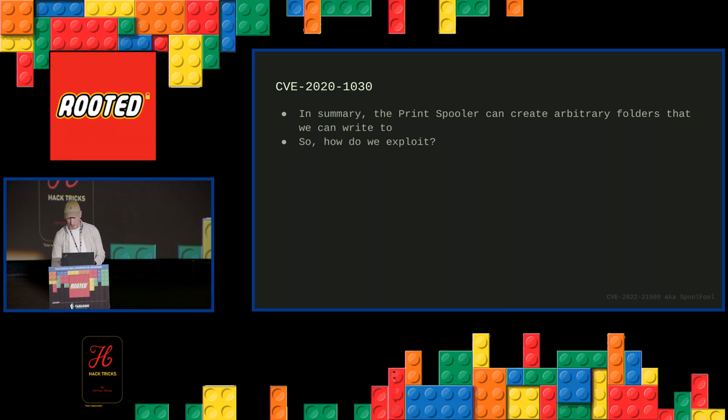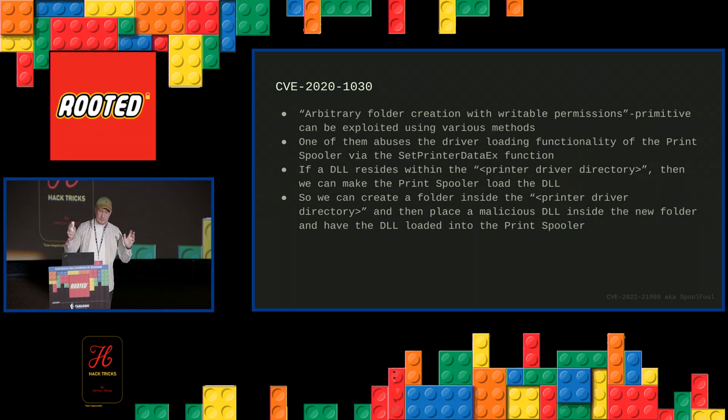How can we exploit this? Well, the arbitrary folder creation with writable permissions primitive can be exploited in many different ways. And one of the ways is actually using the print spooler service itself. So there is this function called setPrinterDataX, which basically we can make the print spooler load a DLL, a shared library, if it is inside the printer driver directory.